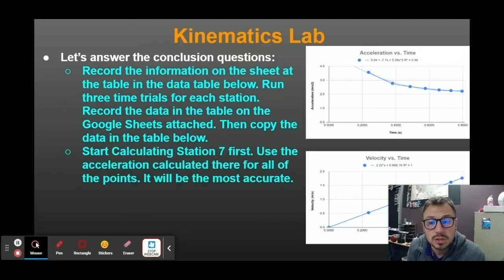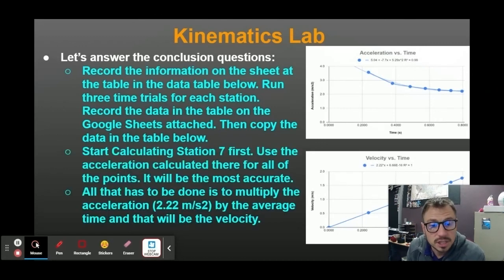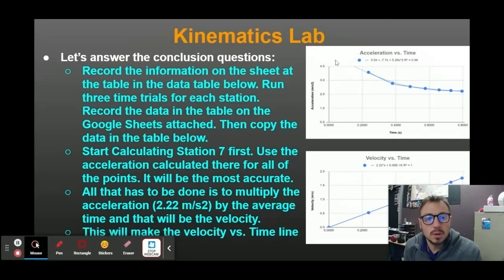So we're just going to use 2.22 for the acceleration, and then we're going to use that to calculate it. So that way, if you look at the graph below, our velocity versus time graph should be a straight line, and that slope should be 2.22 meters per second squared. The acceleration will be the same. All right. So once again, this is the kinematics part 2, calculations.